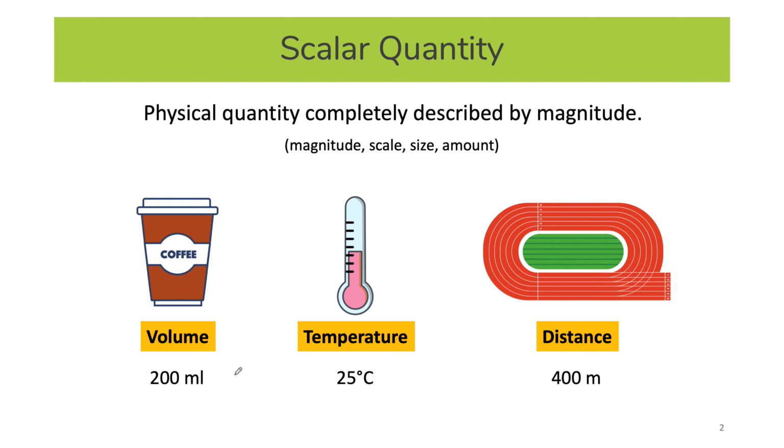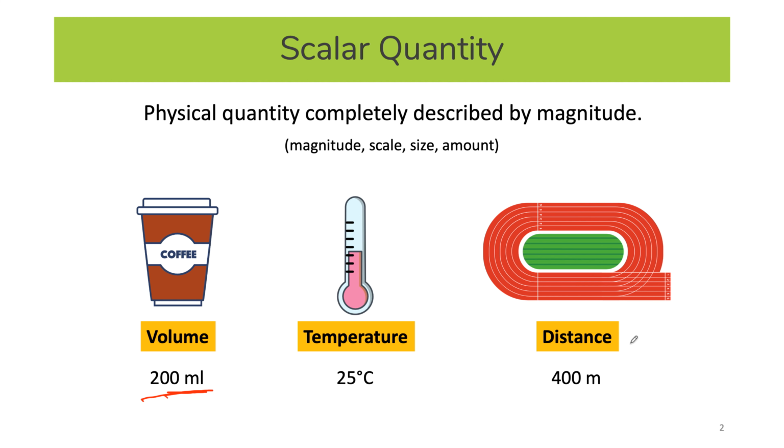As an example, if I tell you that this cup of coffee has a volume of coffee of 200 milliliter, it's completely understandable that this is the amount of coffee inside the cup, and you need only one amount or one magnitude, 200 milliliter, to explain that. The second example is temperature. If I tell you that the weather outside is 25 Celsius, it's completely clear what I mean by that.